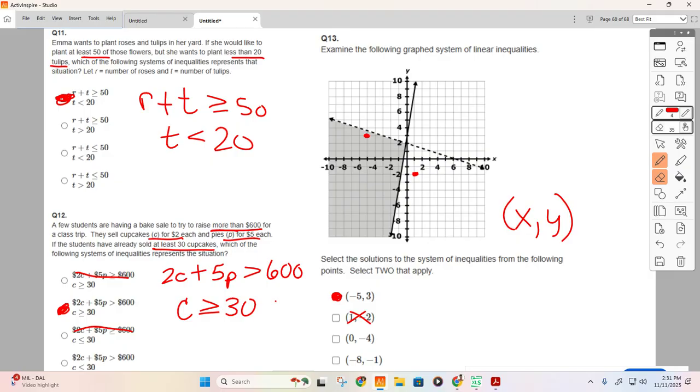0, -4 means I don't move any side to side and just go down to -4. That is not in my solution area. Right. -8, -1 means I go over to the -8 for the x and down to the 1, -1. That is in my shaded region. That is correct. Right on the money.